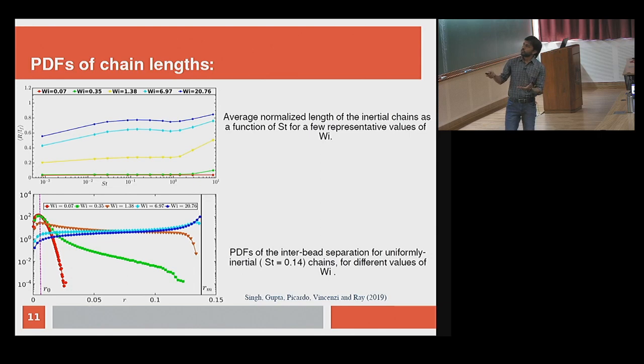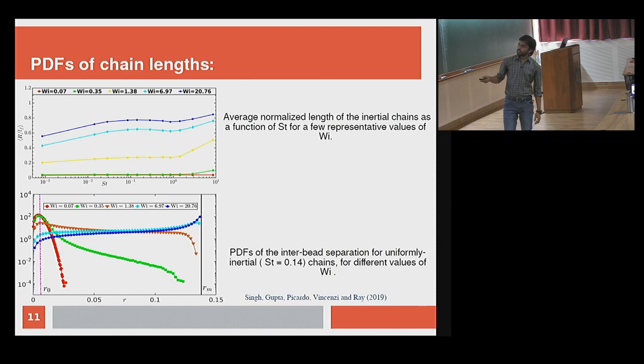When we look at the plot of chain length versus Stokes number, the red curve is for the smallest Weissenberg number. We can really see that for the smallest Weissenberg number, however large the inertia is, the length of the chain is almost flat. It doesn't change with inertia. But as I start increasing the Weissenberg number, I move up, and you see the length of the chain is now really increasing.